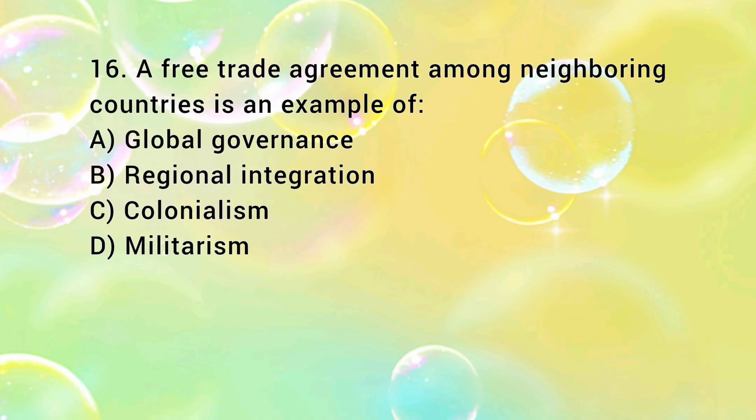A free trade agreement among neighboring countries is an example of global governance, regional integration, colonialism, militarism. The right option is regional integration, because regional integration reduces tariffs and promotes economic cooperation within a specific region.